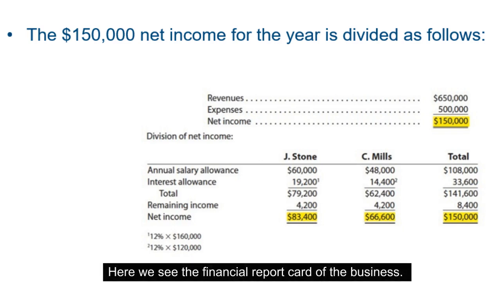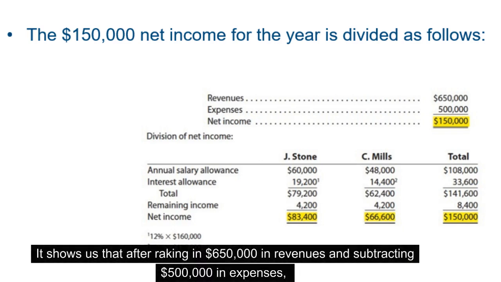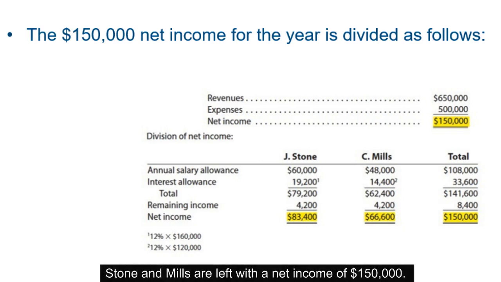Here we see the financial report card of the business. It shows us that after raking in $650,000 in revenues and subtracting $500,000 in expenses, Stone and Mills are left with a net income of $150,000. The division of this income is a multi-step process.